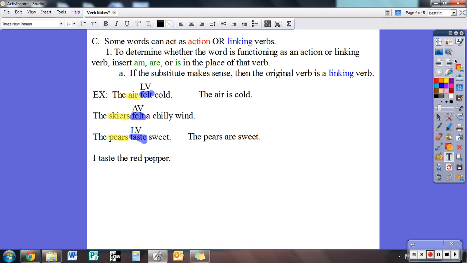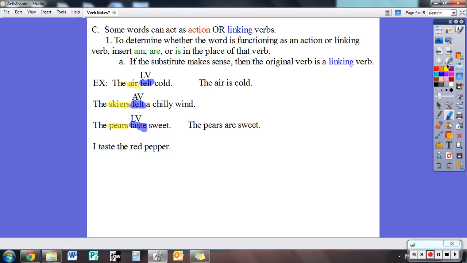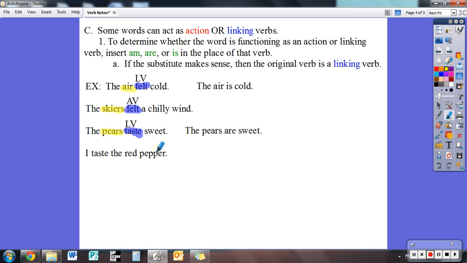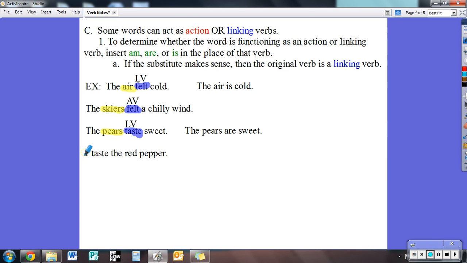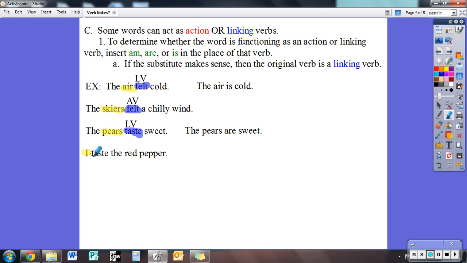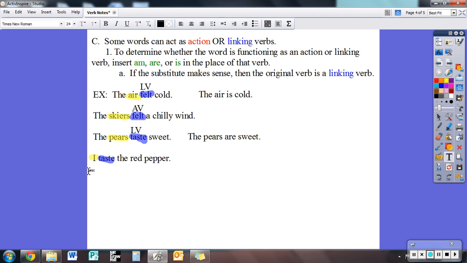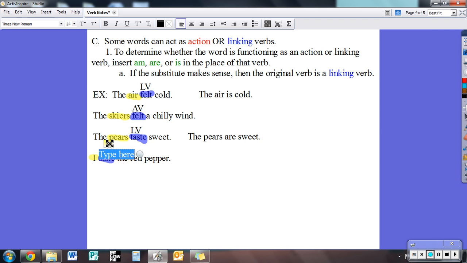Okay, so final example. I taste the red pepper. Our subject is I, that's what the sentence is about. And again, our verb is taste. Now, can I say I am the red pepper? Only if you're a superhero named Red Pepper. So this sentence doesn't make sense in that context. So I know this time taste is an action. So I'm going to label it an action verb.